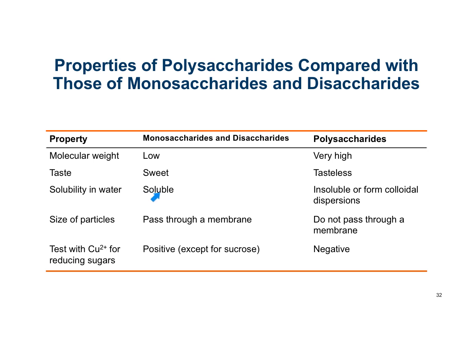These monosaccharides and disaccharides are soluble in water. Polysaccharides are insoluble or form these colloidal dispersions, kind of like thick pastes. The monosaccharides and disaccharides will pass through a membrane. Polysaccharides will not pass through a membrane, and that becomes important in the next few slides when we talk about some starch tests. And then if we're using Benedict's solution to test for reducing sugars, monosaccharides and disaccharides are positive, except for sucrose, but polysaccharides are going to be negative because all of their anomeric carbons are used up.